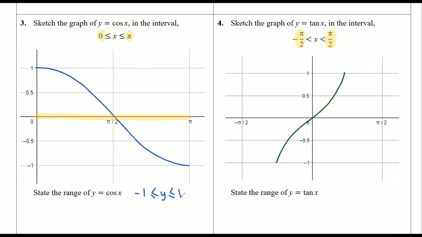It would have a range of 0 to 1. Okay, so you can play around with restricting the domain and the effect on the range that follows from that. So that's cosine. Now for tan, I'd like you to be as accurate as possible with this sketch.